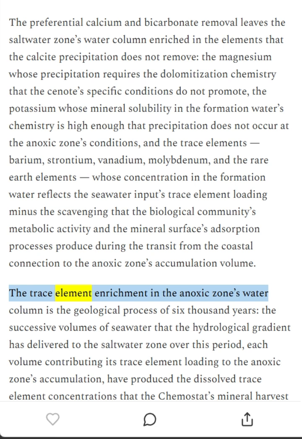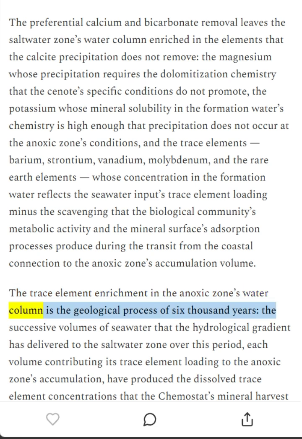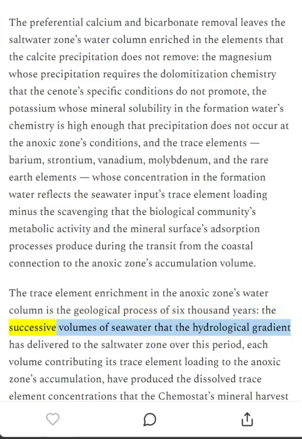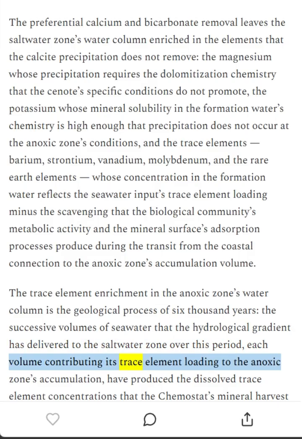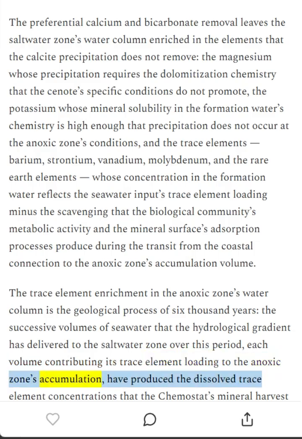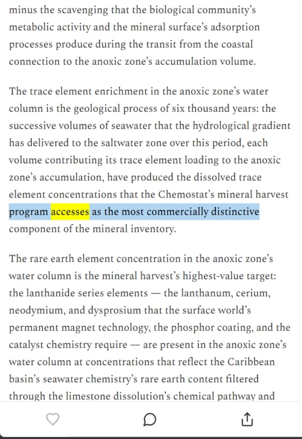The trace element enrichment in the anoxic zone's water column is the geological process of 6,000 years. The successive volumes of seawater that the hydrological gradient has delivered to the saltwater zone over this period, each volume contributing its trace element loading to the anoxic zone's accumulation, have produced the dissolved trace element concentrations that the chemostat's mineral harvest program accesses as the most commercially distinctive component of the mineral inventory.